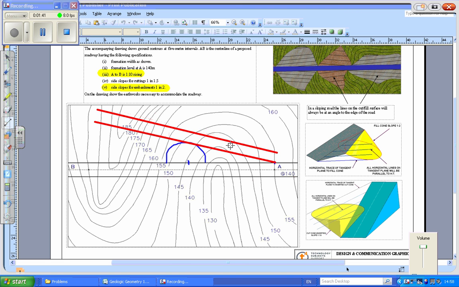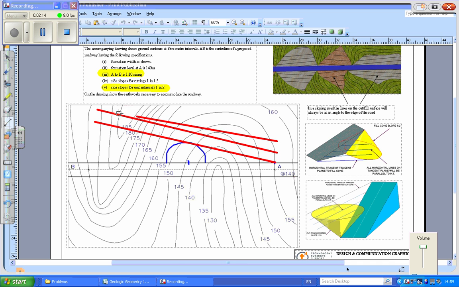The distance out between those two lines has to be worked out using this here. So my vertical interval between contours is 5 meters. So 5 meters put into this becomes 10 meters. So the horizontal distance traveled there is 10 meters. So 10 meters between those two red lines. And because we're working on a scale of 1:1000, that's actually going to be 10 millimeters.